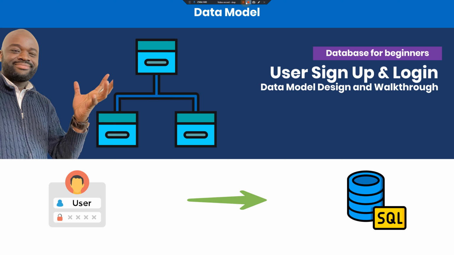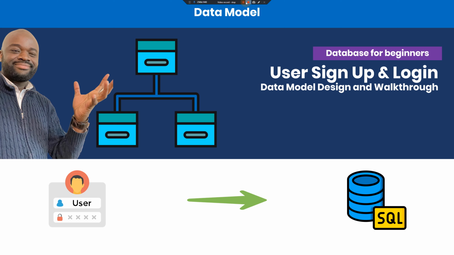Today we're going to look at the database model design and walkthrough, and our focus today is on user sign up and login. For every web application or mobile application that you're going to develop, you're going to need a database, and within that database, you're going to need access for separate types of users, and you want to also give separate types of users the privileges to be able to make some changes within your system.